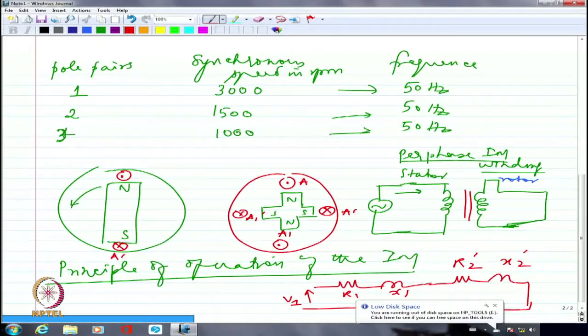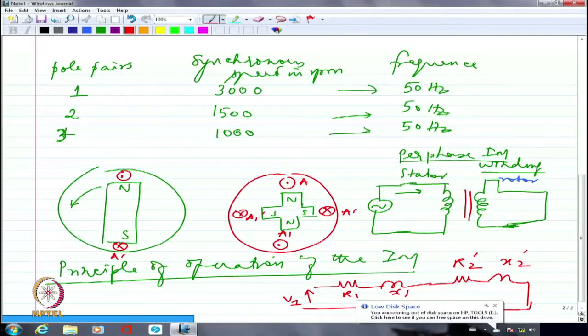So there is a revolving magnetic field created by the stator winding current. There is a revolving magnetic field created by the rotor current, which is an induced current. I didn't supply that current. It was because of induction. Now, these two currents are going to interact. These two fluxes are going to interact. When they interact, they will try to align themselves with each other.